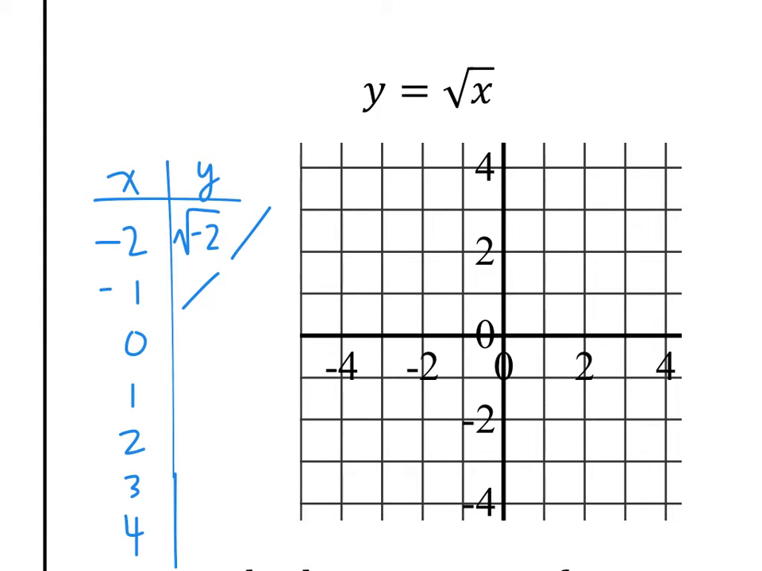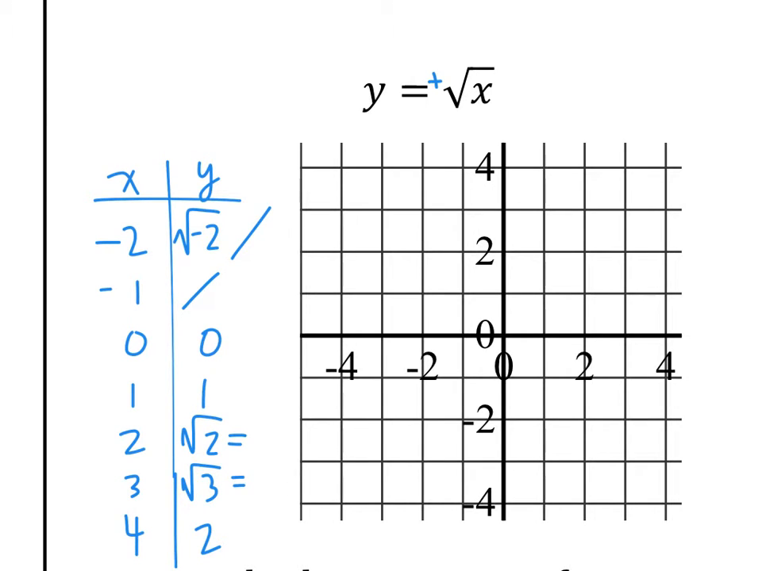Square root of 0 is 0. Square root of 1 is 1. Square root of 2 is square root 2, unless you use your calculator, which we're going to do later on to figure out what that number is. Square root of 3 is square root 3 again. Square root of 4 is 2. Only positive 2, not plus or minus. We're looking at the square root graph, which means it's inherently positive.